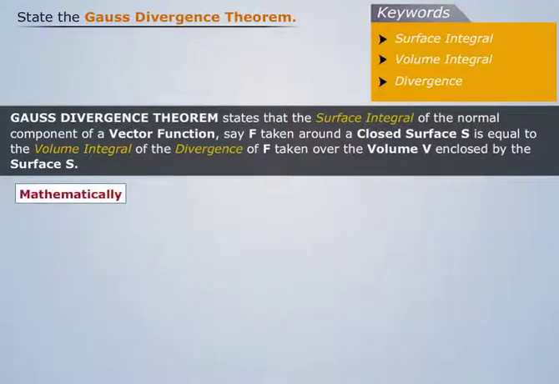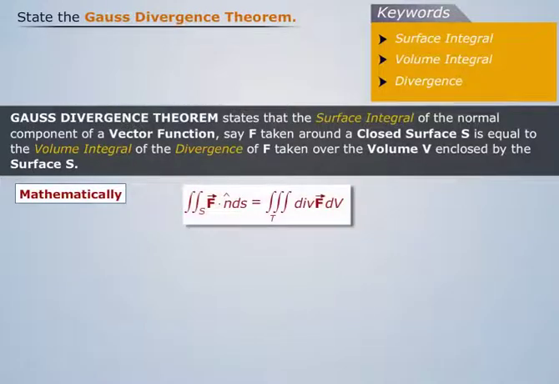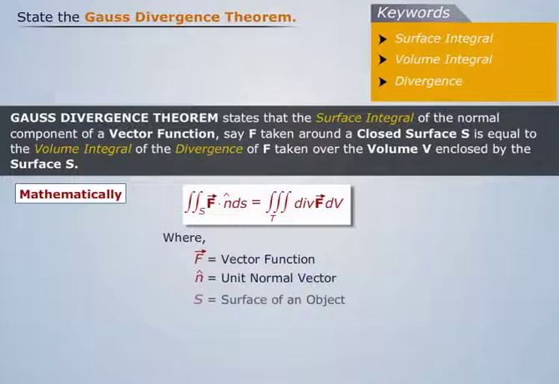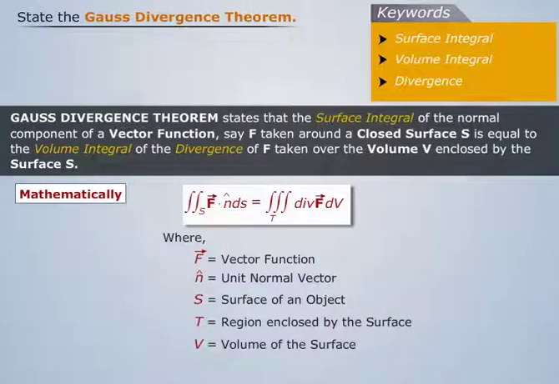The mathematical expression of the Gauss theorem is where f vector is the vector function, n cap the unit normal vector, S the surface of an object, T the region enclosed by the surface, and V the volume of the surface.